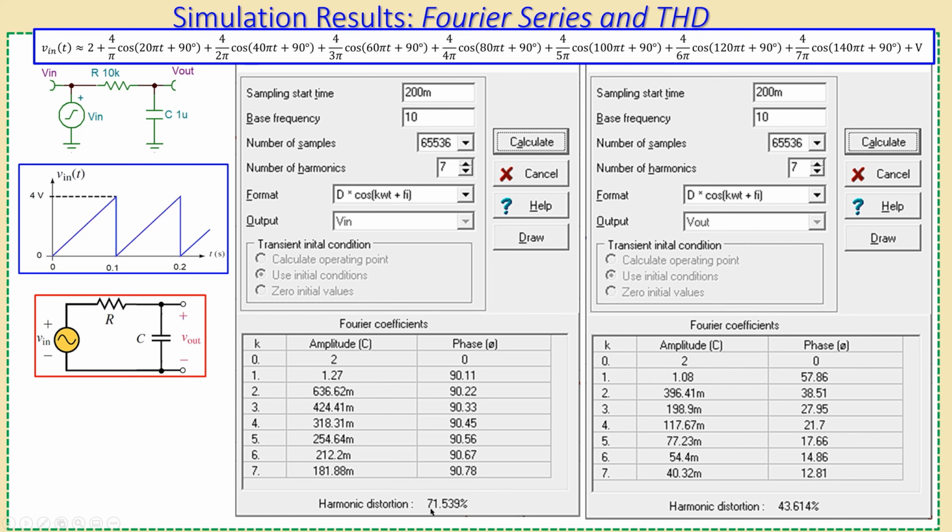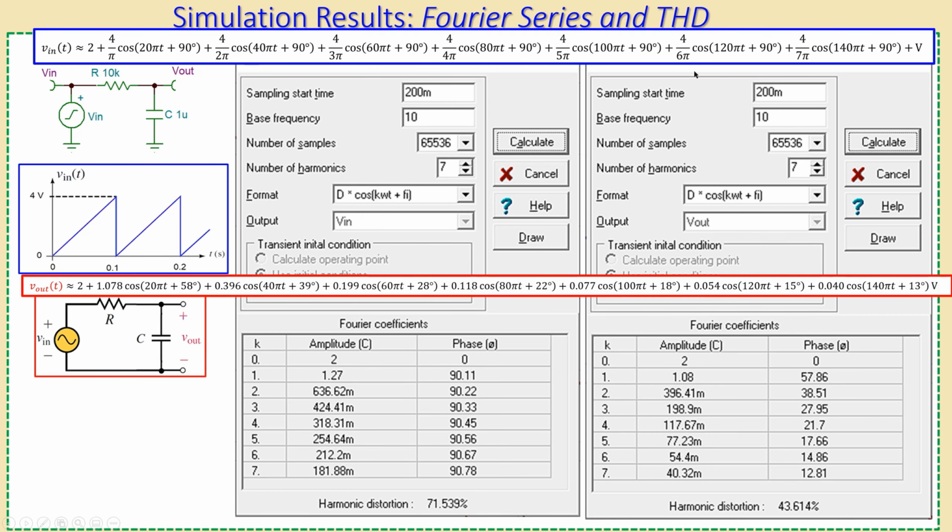You can also see the calculation for the total harmonic distortion. It is now 17.5%, which is very close to what we have calculated. Now let's also look at the output, which is this diagram. Again, we started a little bit later, at 200 milliseconds, and this is the base frequency, 10 Hertz, with a number of samples and also 7 harmonics. The same format, but just looking at the Vout.